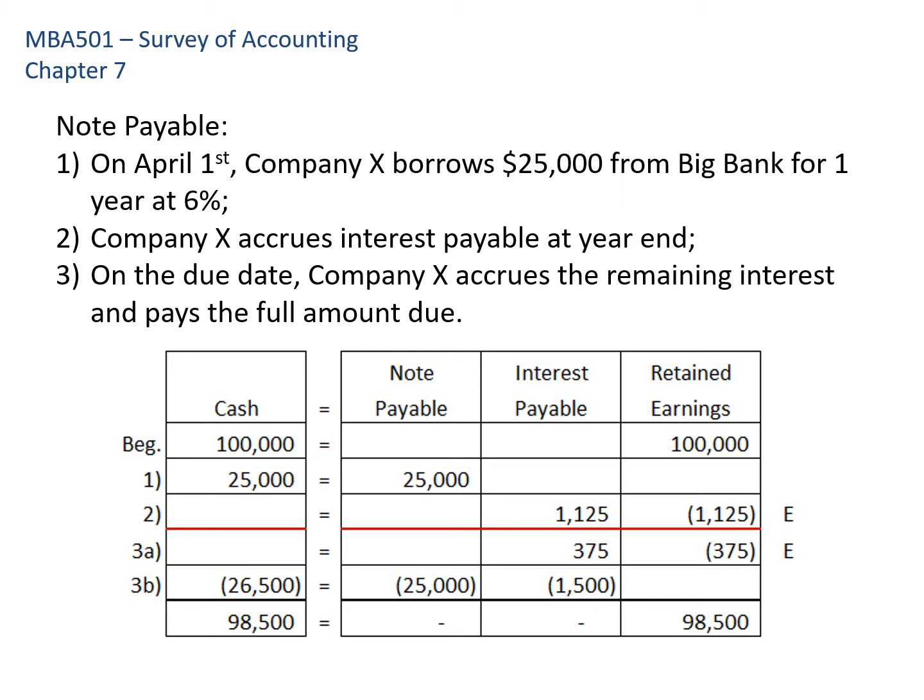In this case, I pay $26,500, which wipes out the note payable and wipes out the interest payable. So I've satisfied that debt in its entirety.